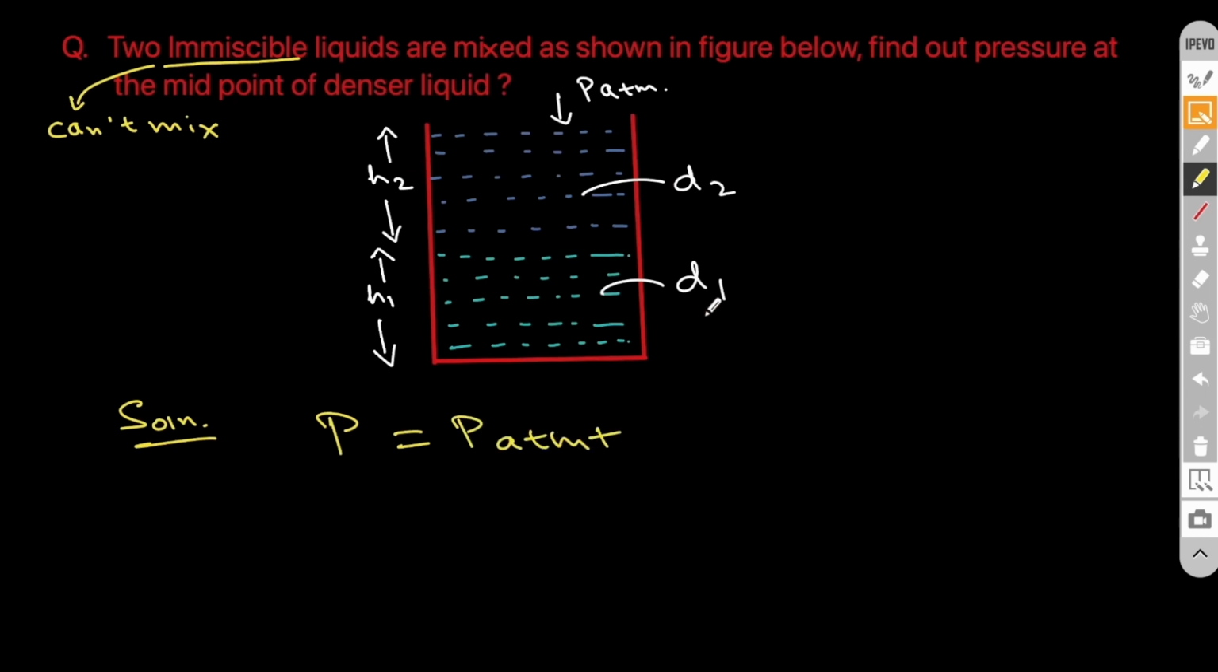So we'll write the solution here that pressure will be equal to P atm, atmospheric pressure, plus h2 d2 g, which is, this is the lighter liquid. h2 d2 g is the pressure exerted by the liquid which is lighter. So this will be our answer.